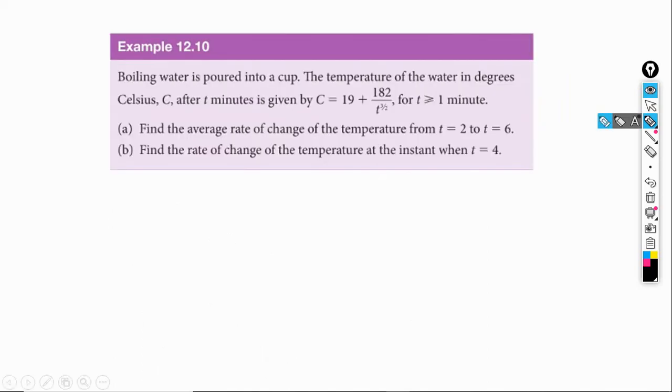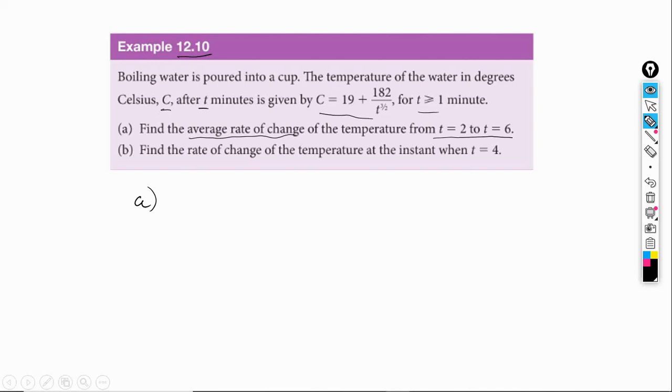Okay, so here we are on example 12.10. And it says boiling water is poured into a cup. The temperature of the water in degrees Celsius, C, after t minutes is given by this function for t greater than or equal to 1 minute. Find the average rate of change of the temperature from t equals 2 to t equals 6. So that's question A, where they just want us to find the average rate of change.